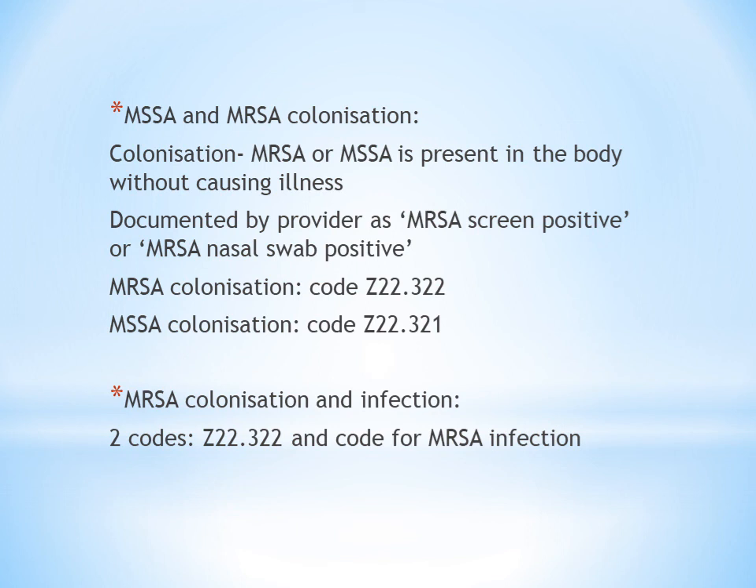Then the next one is MRSA colonization and infection. That is, if both infection and colonization of methicillin resistant Staphylococcus aureus are present in the same person, then we have to use two codes. That is both the code for MRSA infection as well as MRSA colonization. So the code will be Z22.322 along with the MRSA infection code.